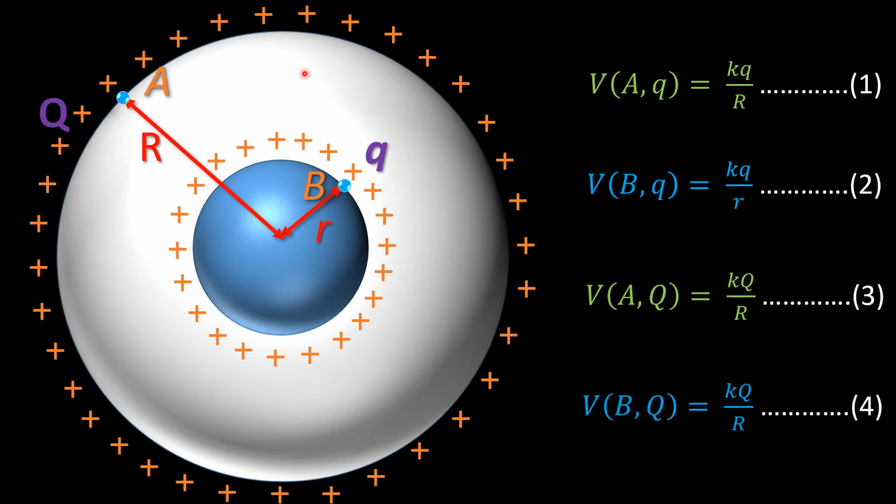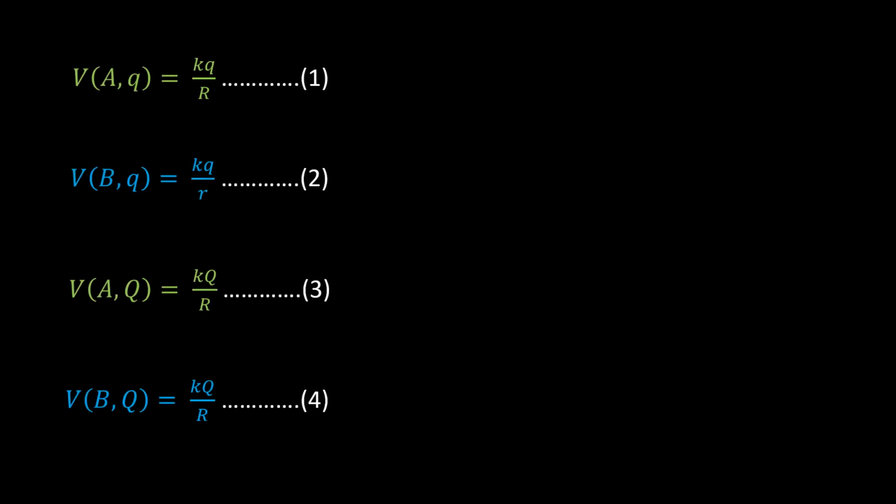So now we have 4 formulas, but as we have 2 shells, at A point we have potential due to capital Q, and at A point we have potential due to the smaller shell. So how much is the total potential at point A? How much is the total potential at point B? For that we need to sum up the potential at A point due to the smaller shell and the bigger one. So we have these 4 equations, and now I want potential at point A.